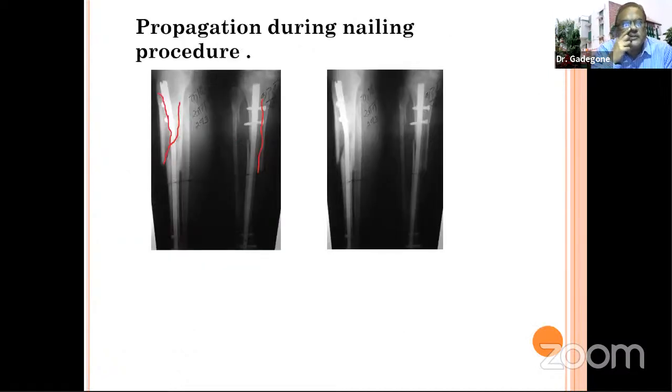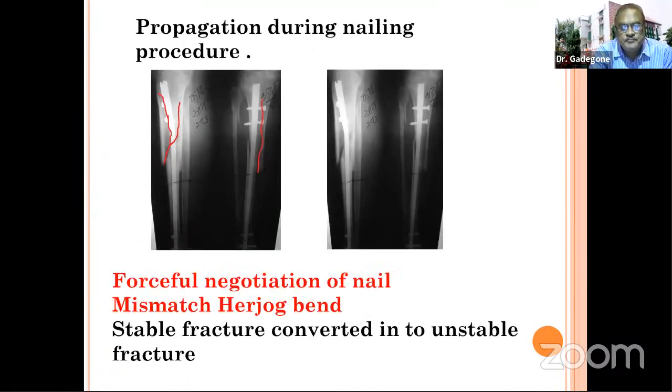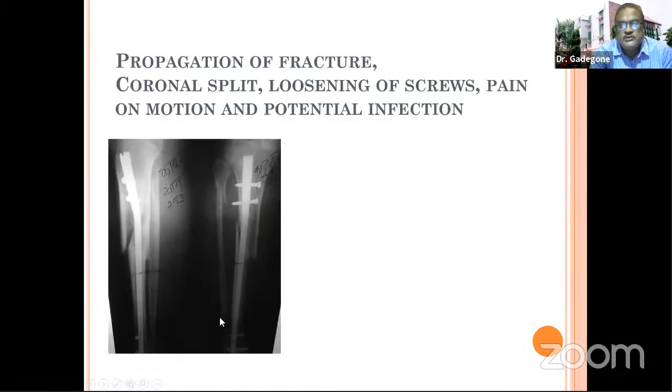So propagation during the nailing procedure, forceful negotiation of the nail, mismatch, Herzog bend, that may be another cause. A stable fracture converted into an unstable fracture, and the entry point may be responsible for the propagation of the fracture. As Kretek sir said, it should be higher up. Here it is lower. The Herzog bend hitting the posterior cortex, and there is a coronal split because of the forceful negotiation.